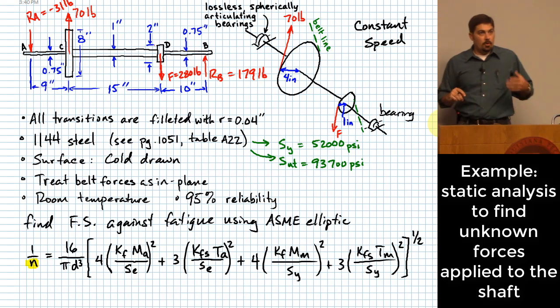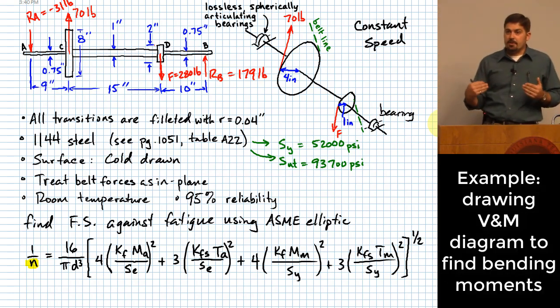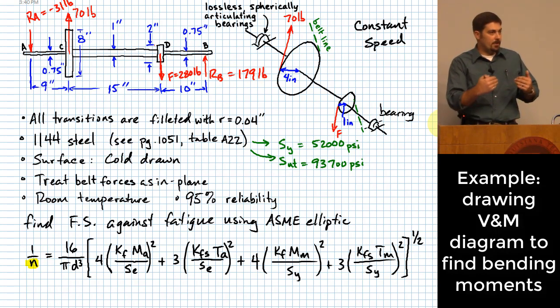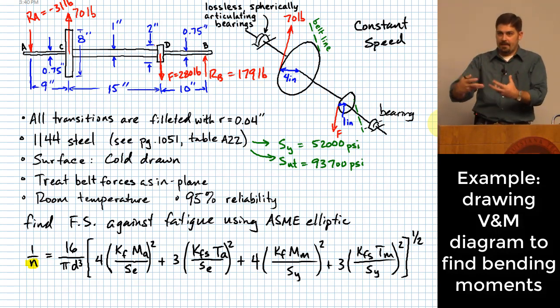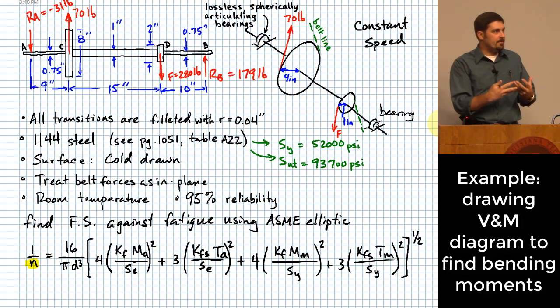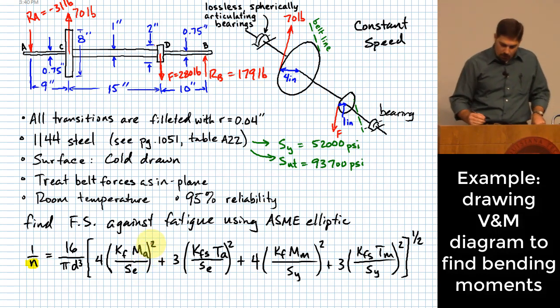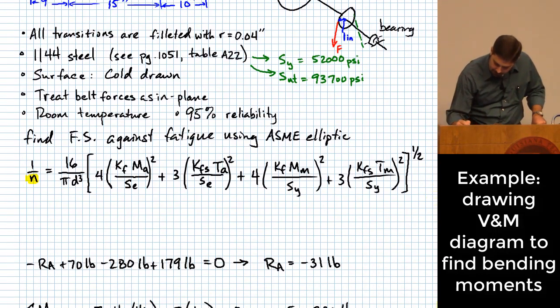Okay, one way that you can do this is by doing a shear and bending moment diagram. All right, because with a shear and bending moment diagram, the ultimate piece that comes out of that is the bending moment. And that's what we need up here for M sub A. Right? So what would a shear and bending moment diagram look like for this body?